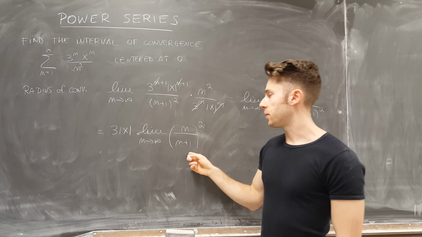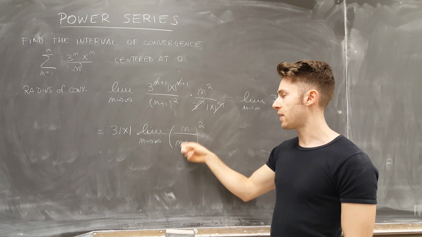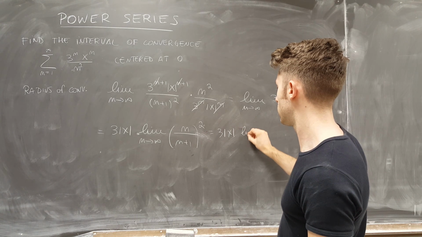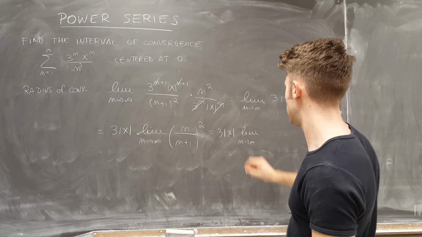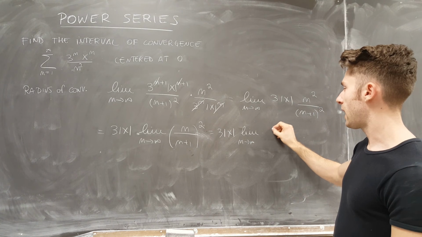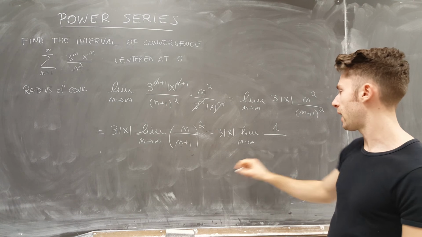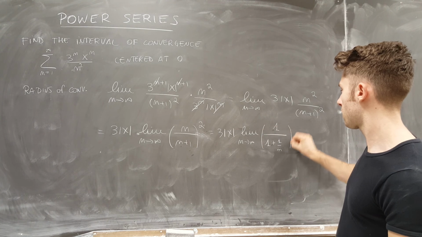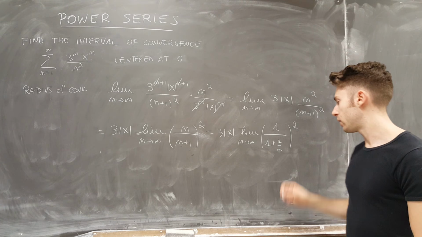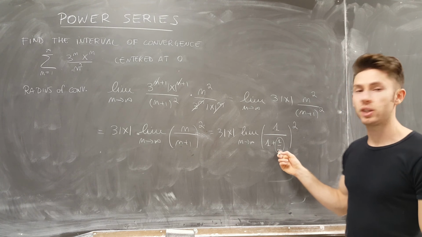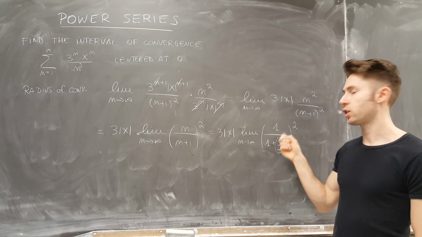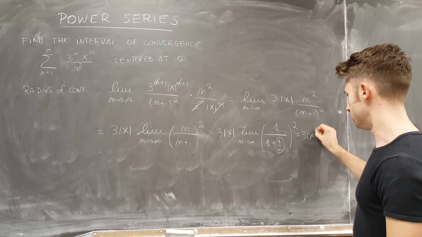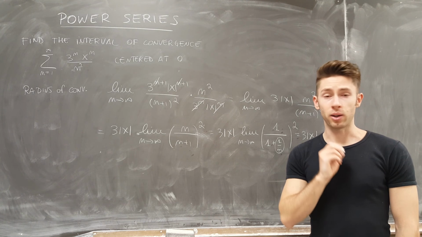And now divide everything by n inside this square. So divide n by n, you get 1. And divide this by n, you get 1. And here you get 1 plus 1 over n, squared. And now we know that this term approaches 0. So this fraction approaches 1 squared, which is just 1. So this limit is 3 absolute value of x.